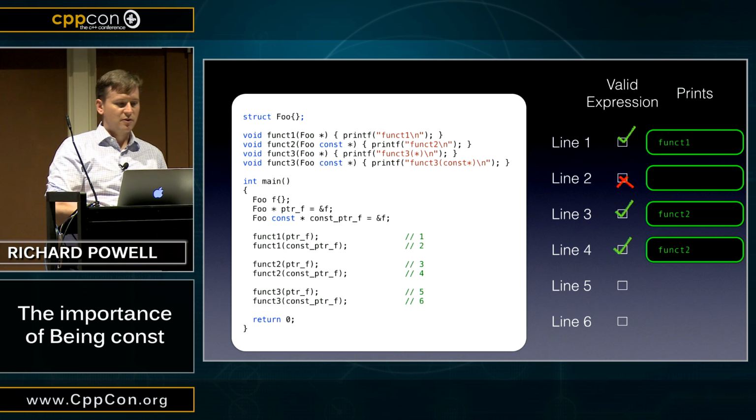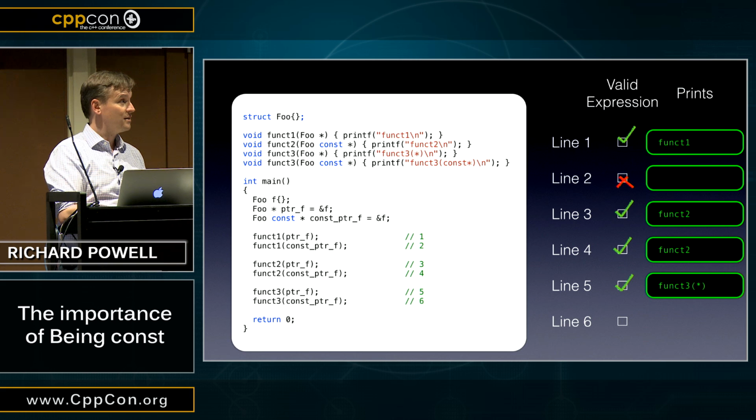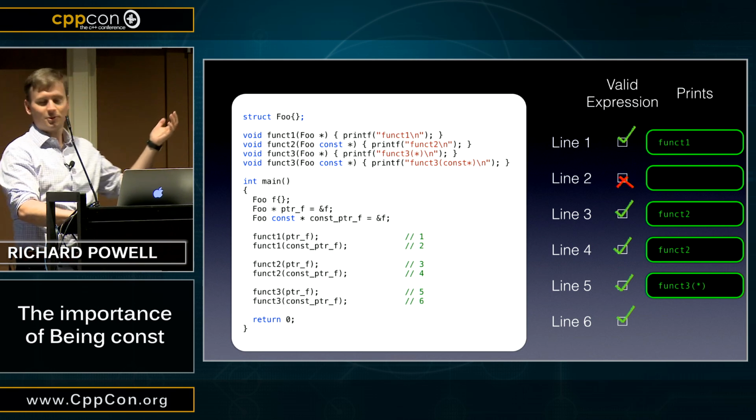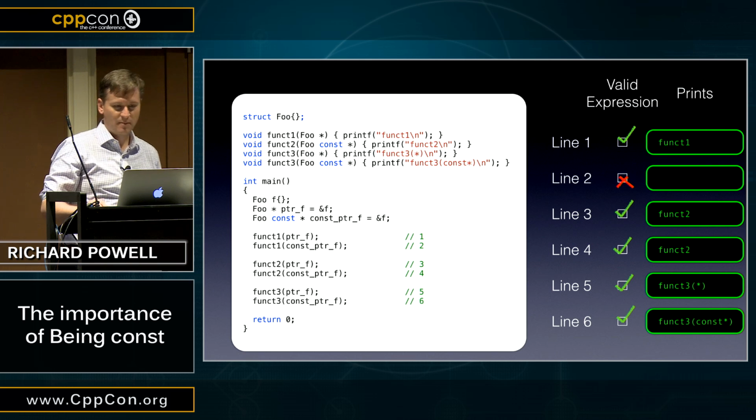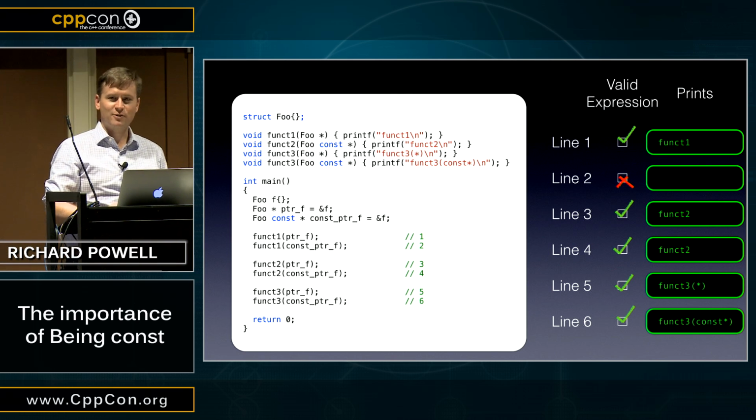So now what happens for line 5? Is that a valid expression? And what would that print of 3? Well, it's going to print 3, but which one? Func 3 star. And line 6? Valid expression, and the const version of it. Yes, that makes perfect sense. Great. Awesome. You guys are doing good.